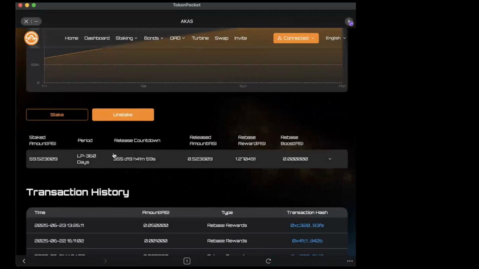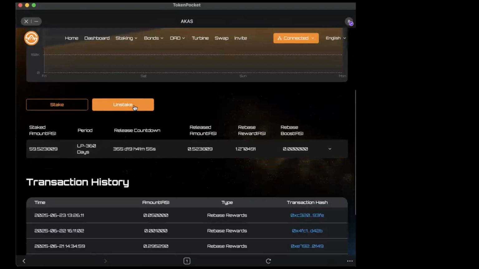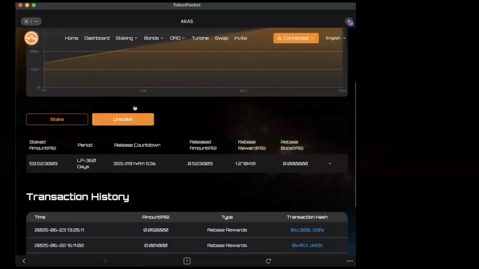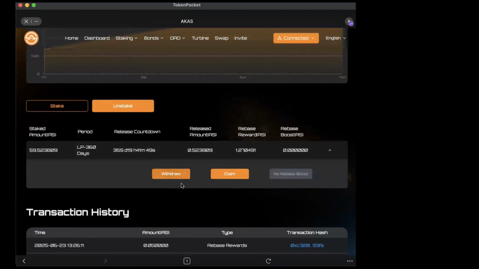So there's a release countdown over here. Where are you? You are on what page? The long-term staking. Okay, so this is the staking. What is withdraw and what is claim? The release amount that we can see from here is the total.